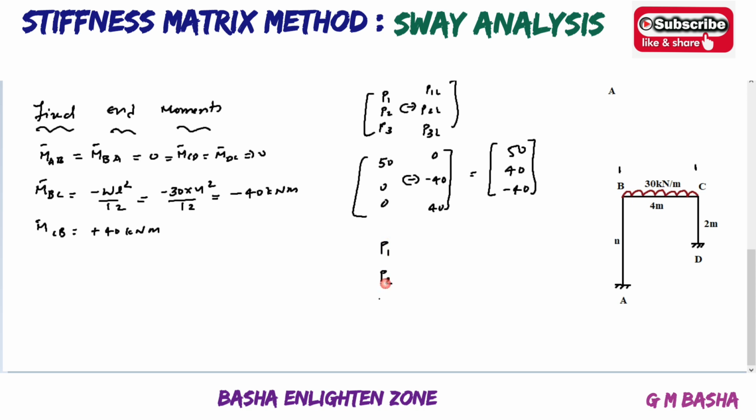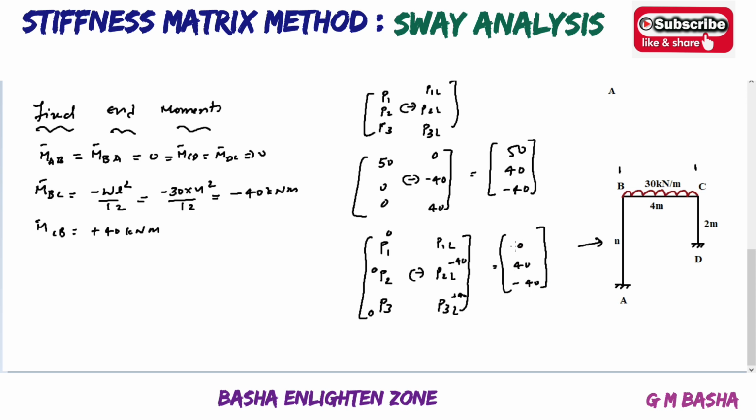So your P1, P2, P3 minus P1L, P2L, P3L. But here there will be no external forces given in this type of problem. See here, I am talking about this problem. Therefore this one will be 0, this one will be 0, this one will be 0, this one will be minus 40, this one will be plus 40. If you simplify you will get 0, plus 40, minus 40. Okay, these are the external forces given in this particular problem.